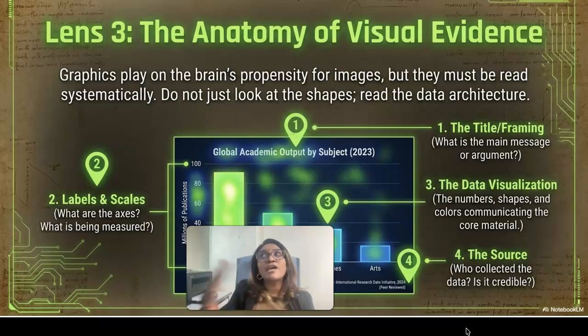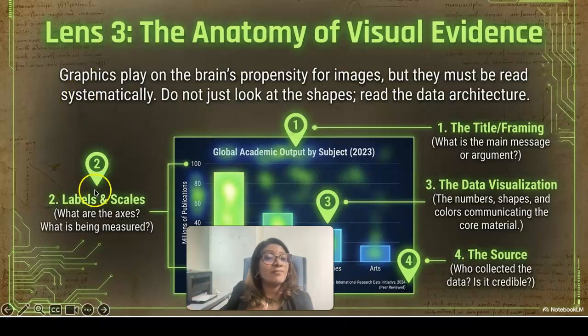You look at the title. The title can tell you what it is about, and then you look at the visualization in terms of the numbers, the shape, or any color coordination, and then you try to make sense of the text. Of course, you also have to find out the source, because anyone can put up a table. Where is this source from? Is it credible? Is it from a reliable source? That is something you need to look at as well.